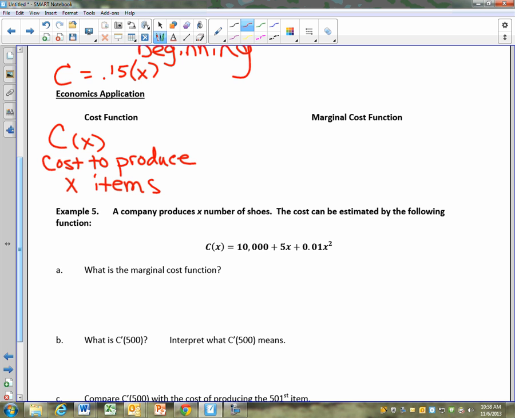Well, the marginal cost function can be expressed like this. C prime of x. And that's the rate at which the cost is changing. So let me give you an example. Okay? All right. Larry is not just selling lemonade, he's selling like super lemonade.